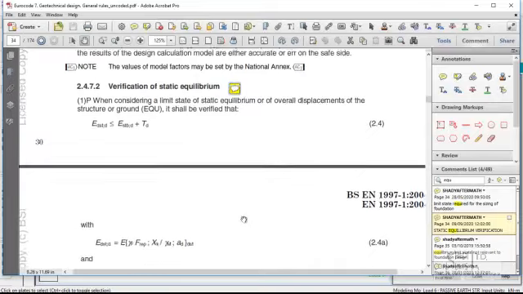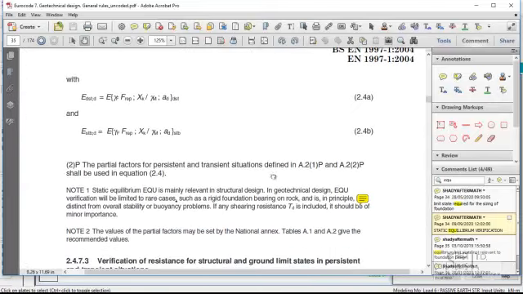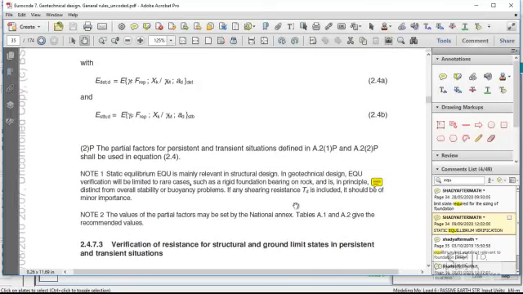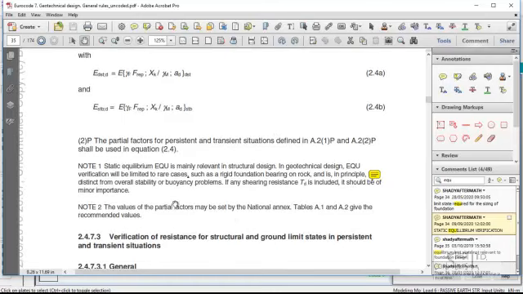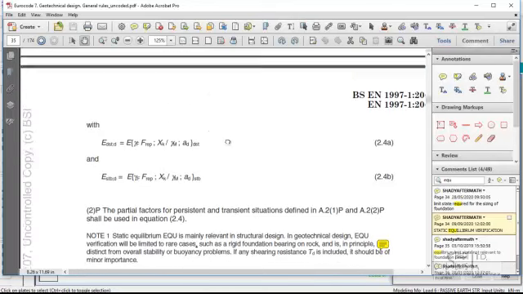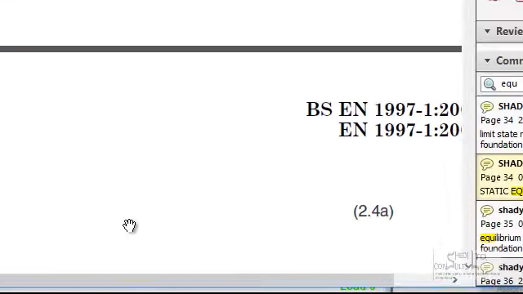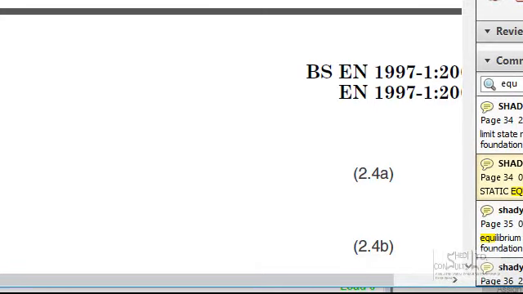Now, the equilibrium limit state is used in checking the stability of structures, which do not, in effect, cater for the strength requirements. So you can see static equilibrium is mainly relevant to structural design, so design of the stability of the structure. In geotechnical design, equilibrium verification will be limited, so it does not cater for geotechnical design. So we check the stability against overturning, stability against sliding, and then stability against bearing capacity failure. Stability against overturning and stability against sliding is catered for by the equilibrium limit state verification.